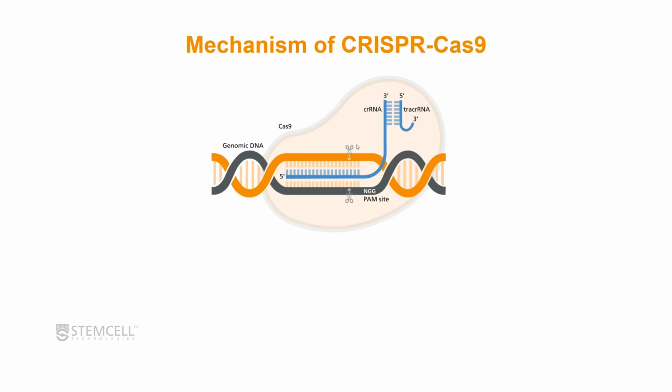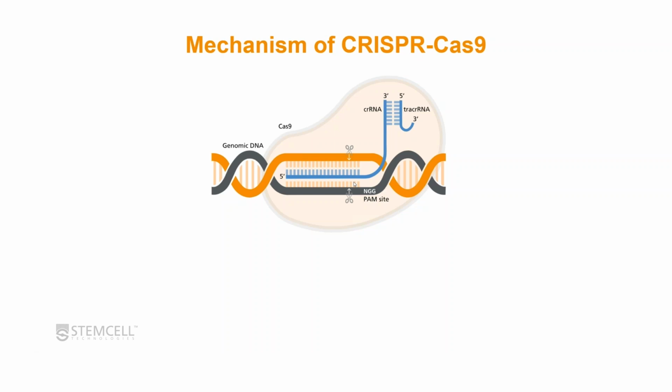Probably the most important part of the guide RNA is the 5' end of the CRISPR RNA, which is usually 17 to 24 nucleotides, and most often 20 nucleotides, complementary to the target region of the genome. Another important part of this system is the PAM site, or protospacer adjacent motif. For Cas9, this is NGG, where N is any nucleotide, and it must be immediately downstream of the targeting sequence.